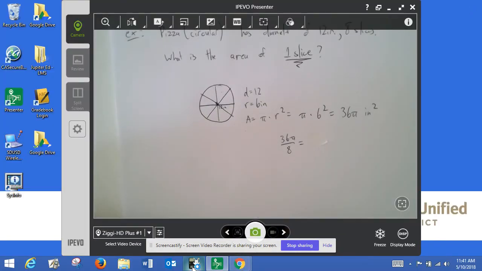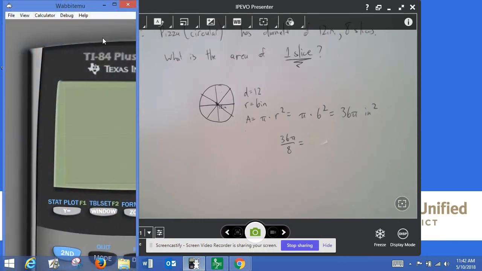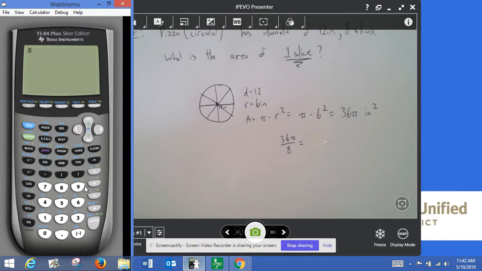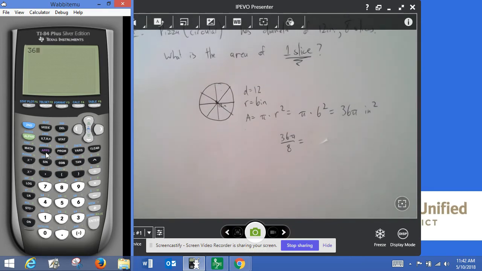I actually have a TI-83 on my computer. How crazy is that? Right? So we just write 36 pi. Let's see where my pi sign is. I can't ever find this. It's kind of hard for me to see on here. Where's the pi? Must be so old. Let's see if I can find it.